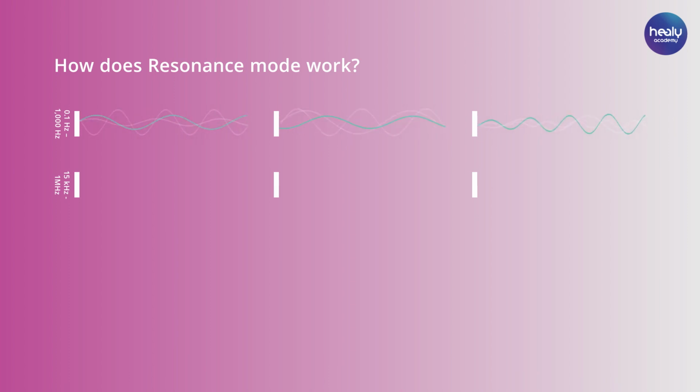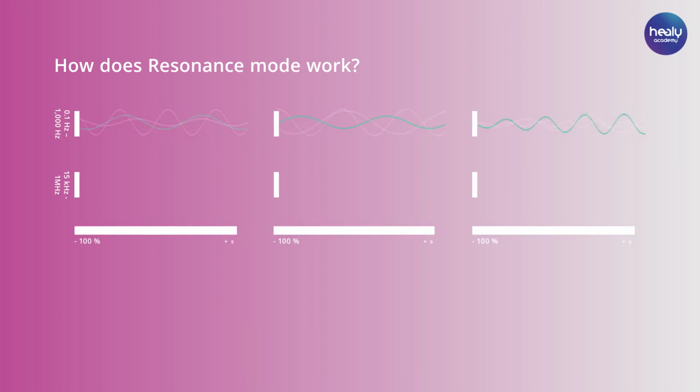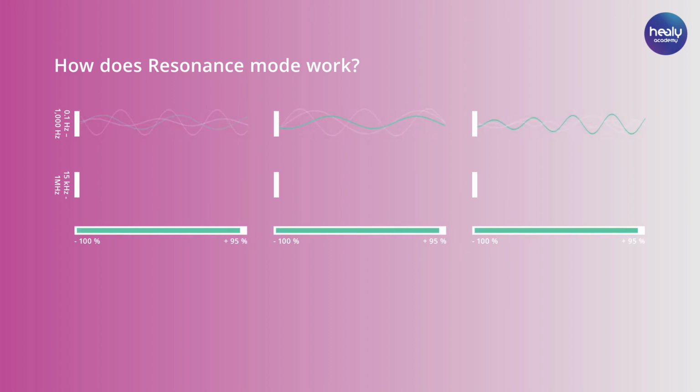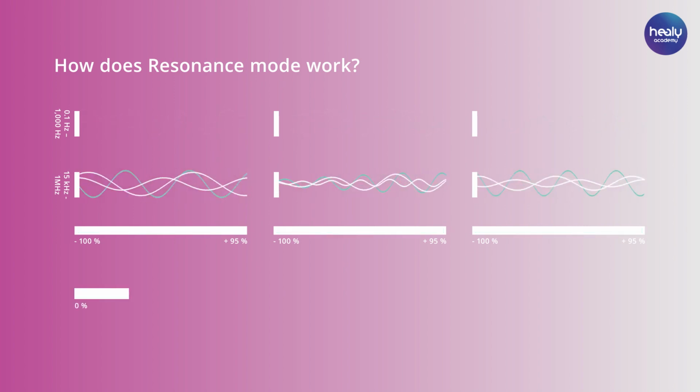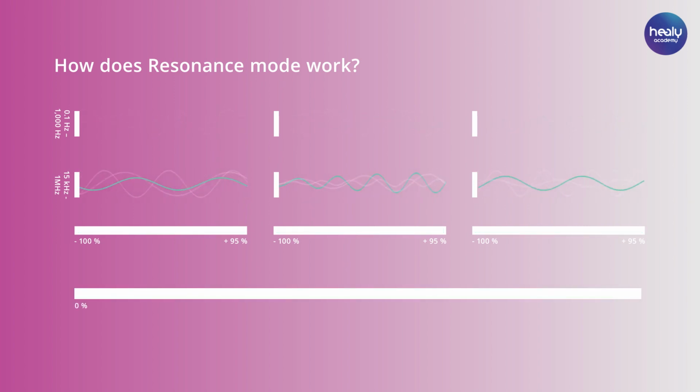Then the progress is being analyzed, meaning how long you're in resonance with the frequency. This progress ranges from -100% to positive 95%. When 95% is reached, the frequency is no longer applied. In the IMF programs, the duration of the resonance mode is varying.